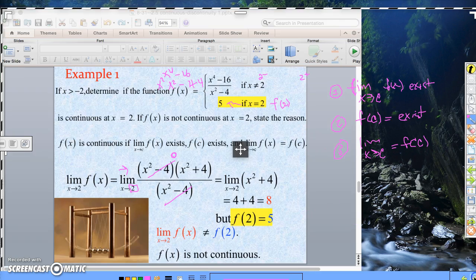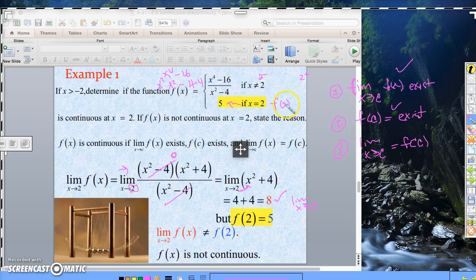Now, you can see that by taking the limit, I would then get x squared plus 4. So plug in 2. Can't reduce anymore, so I'm going to plug in 2. 2 squared is 4. 4 plus 4 is 8. And so the limit as x approaches c from the left and the right will be 8. So it'll be approaching 8. Okay? So condition 1, check, because it exists. Let's check condition 2. Does the value at 2 exist? Yes, it does.